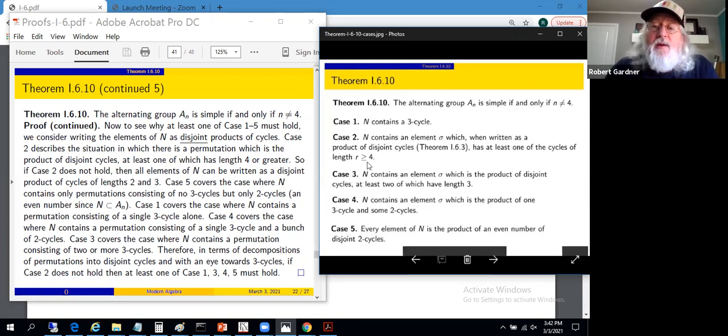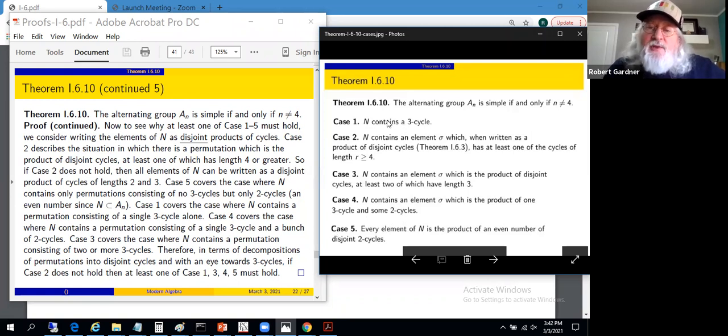So a cycle of length 4 or greater in the cyclic decomposition, case 2. A single 3 cycle, case 1. 2 3 cycles was handled down here, contains 2 3 cycles. Unique 3 cycle, 2 3 cycles down here. An element which is a product of 3 cycles and some 2 cycles, case 4.